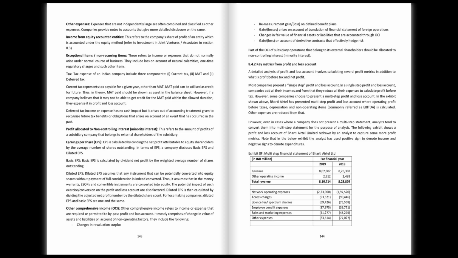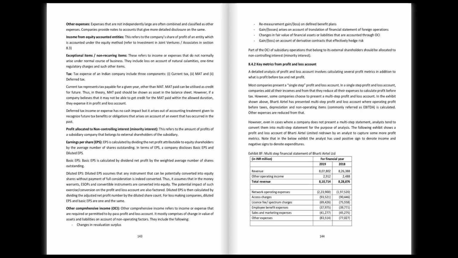Earnings per share, EPS. EPS is calculated by dividing the net profit attributable to equity shareholders by the average number of shares outstanding. In terms of EPS, a company discloses basic EPS and diluted EPS. Basic EPS. Basic EPS is calculated by dividing net profit by the weighted average number of shares outstanding.